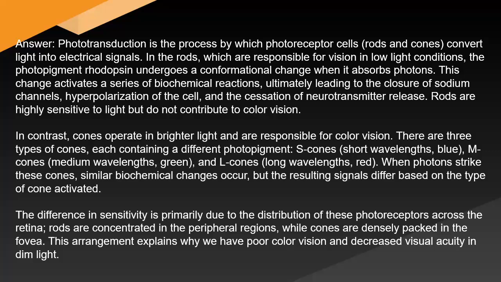When photons strike these cones, similar biochemical changes occur, but the resulting signals differ based on the type of cone activated. The difference in sensitivity is primarily due to the distribution of these photoreceptors across the retina. The rods are concentrated in the peripheral regions, while cones are densely packed in the fovea. This arrangement explains why we have poor color vision and decreased visual acuity in dim light.